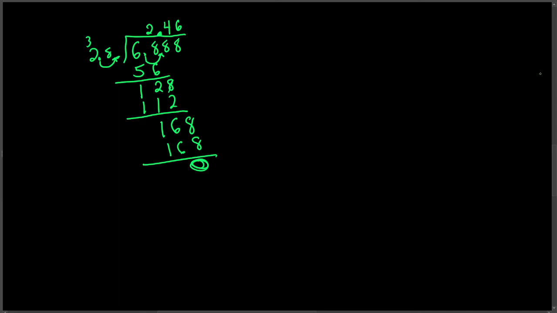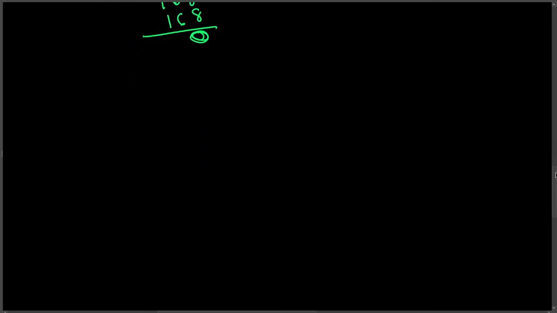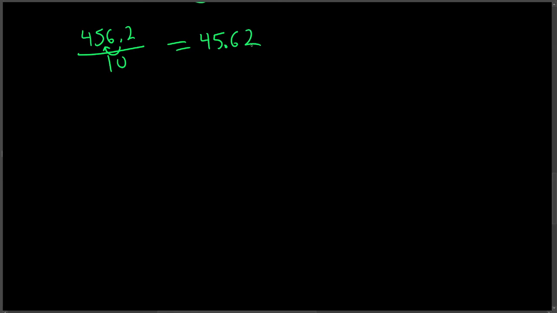Well, dividing has a similar thing with powers of 10. So if I have 456.2 divided by 10, well, that should make this smaller, and it's 1 power of 10. So I'm going to move the decimal place 1 to the left. And so this becomes 45.62.